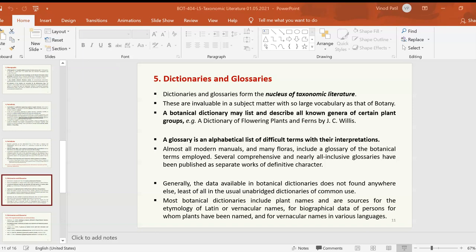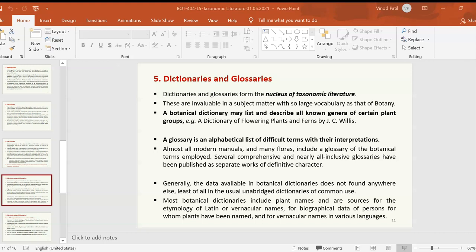A glossary is an alphabetical list of difficult terms with their interpretations, isn't it? So one is a dictionary, another is a glossary. A glossary is an alphabetical list of difficult terms with their interpretations, and glossaries can be found at the ends of the books.